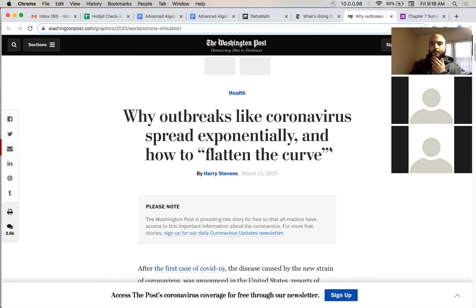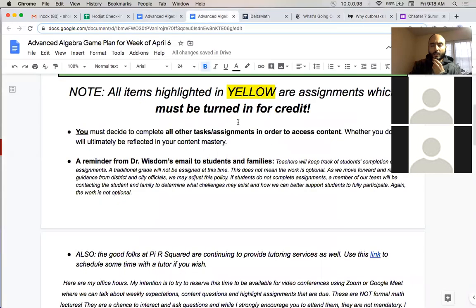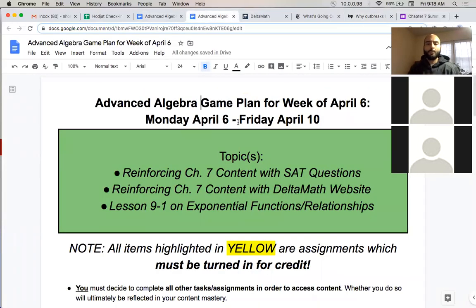The only other thing I wanted to do before I open it up for questions is do a quick preview of next week. I have not posted this yet online. I won't do so till this weekend. But Erickson and Winnie, you're getting a preview. This is the game plan for next week, April 6th to April 10th.